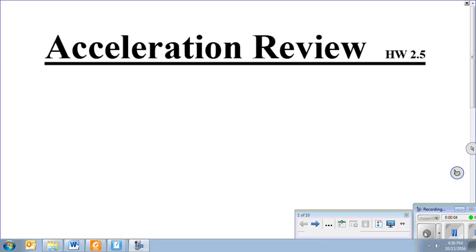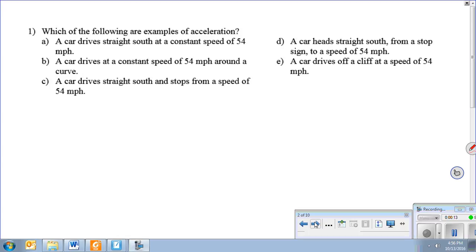All right, so just in case we don't get to some of these in class, I figured we should probably go over the review here. So you've got a test coming up. Here we go. So number one, just ask which of the following are examples of acceleration.